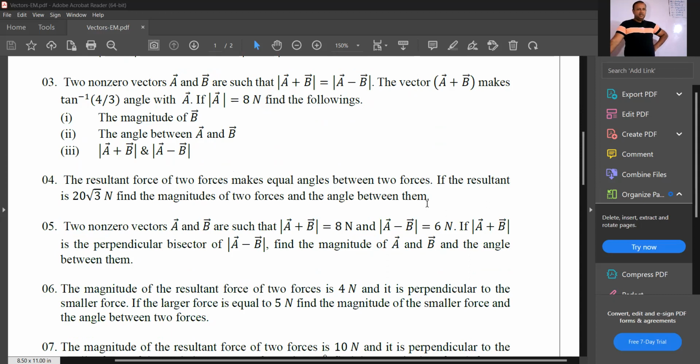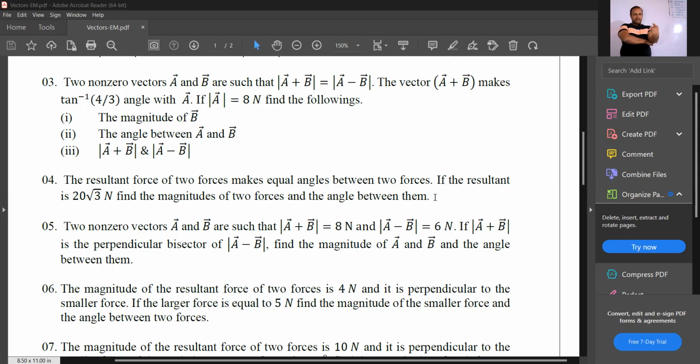Third one. Vectors A and B such that... Okay. So it's a rectangle. Yes, very good. How did you get that one? You can clearly see if A plus B equals A minus B, the parallelogram should be either a rectangle or a square, no?